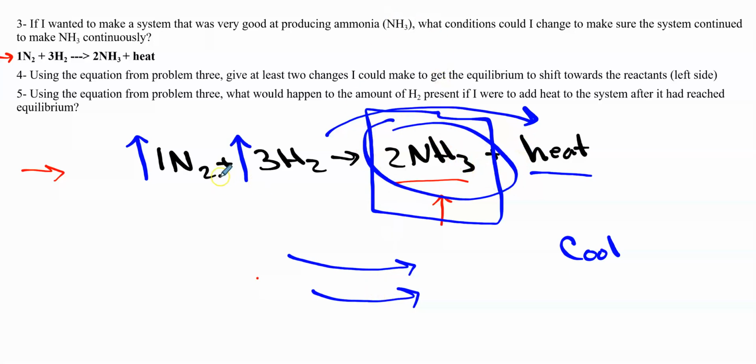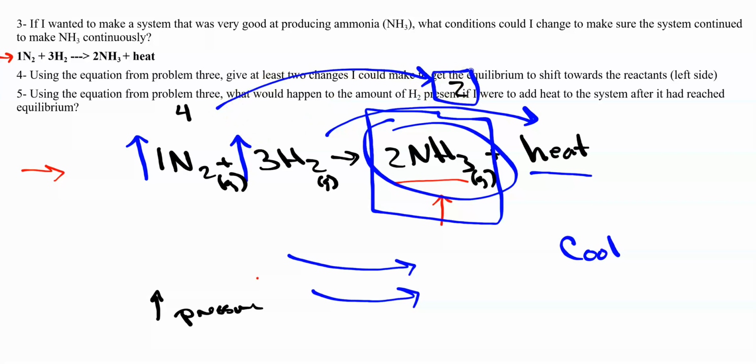Okay, then finally, these are all gases. I'll have to edit that because it probably didn't say it in the problem. All right, since there are 4 moles on the left and 2 on the right, another change I can do is I can increase the pressure. If I increase pressure, according to Le Chatelier's principle, the system will shift to the side with the smaller number of moles. Since NH3 is on the side that is smaller, if I increase the total pressure, I will produce more product.